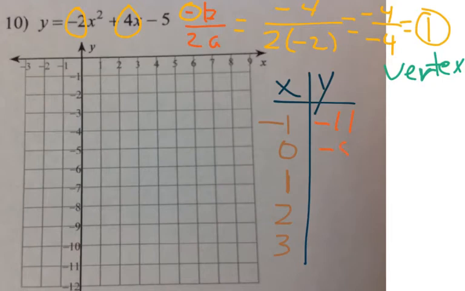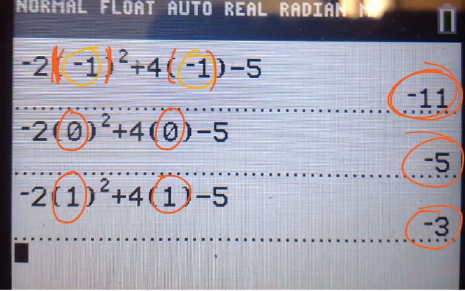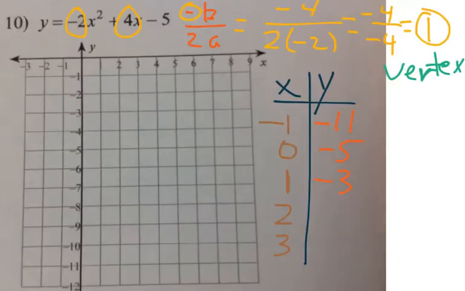I know this one came out to be negative 5. This one came out to be negative 3. Just verifying, guys. And if you remember, we talked about symmetry. We know that this is negative 5 because those two are going to match up. And the 3 is going to be negative 11 because it's going to match up with the negative 1 because of symmetry. And now all we have to do is graph.